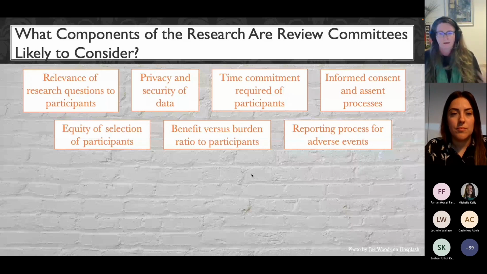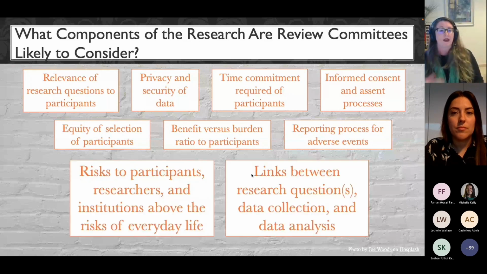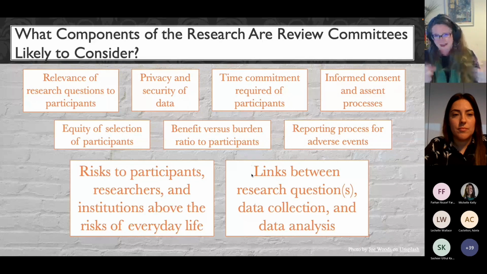Then finally, the big two that are really, from my experience, the make or break. What are the risks to the participants, the researchers, and the institutions? And do they go above the risks in everyday life? If they do, as a researcher, I need to justify how that meets the rest of these things, how that fits into the ratio, how it's relevant to the participants.